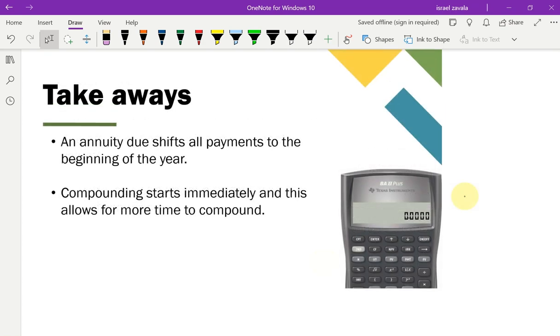All right, lastly, some takeaways. The annuity due shifts all payments to the beginning of the year from the end of the year. Okay, that's what the begin mode does in your calculator. What does this allow to happen? It allows compounding to start immediately. And then this allows more time to compound. That's why your future value will always be larger when you're in begin mode for the same problem.